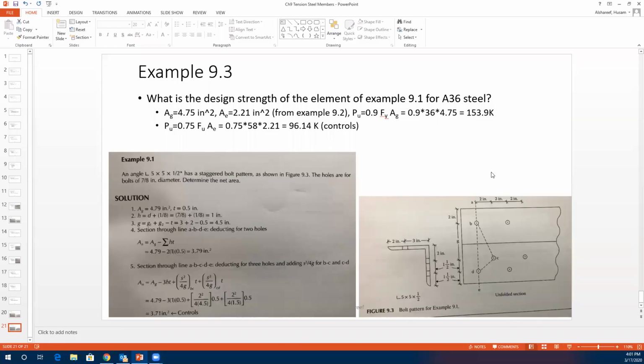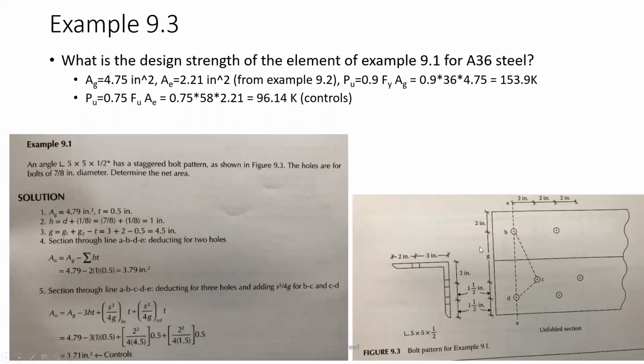Well, hello everyone. Again, this is part 4 of the tension steel member. So we've talked about some good information about how we analyze the steel members as elements in the building structure. And today we're going to look at example 9.3. Example 9.3 is a continuation of examples 9.1 and 9.2.